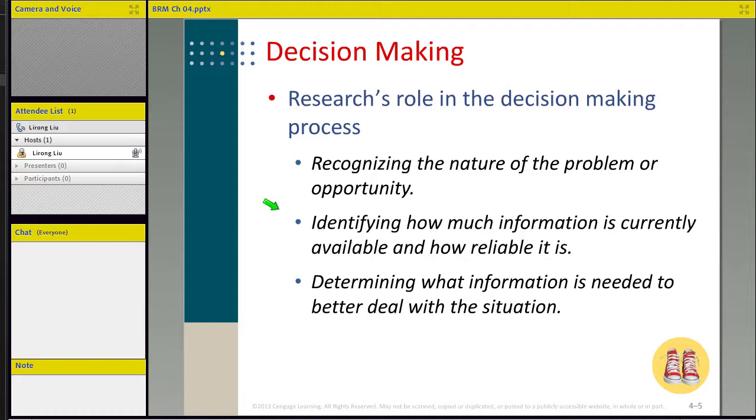And the second is research can help identify how much info is currently available and how reliable it is. Okay, so during the research, you're going to talk to people, gather information, and you will be able to tell how much information is available right now. And the third one is determine what information is needed to better deal with the situation. Well, most of the time when we talk about business research, it involves data analysis. That is, the researcher needs to gather further information based on what's going on right now, analyze the information, and eventually come up with market intelligence, which is basically conclusions from the analysis to help the management to better deal with the situation. So basically, these are the 3 steps in which research can help in decision making.